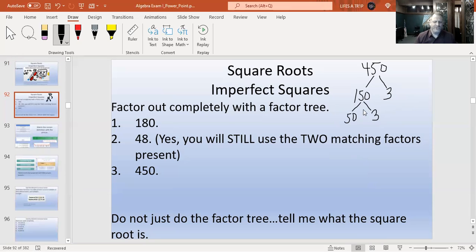Can we get another set of 3s out of here? No, I don't think we can. So let's go to 5 and 10. And can we get another 5 out of here? Yes. Another 5 and a 2. We have 1 set and 2 sets.